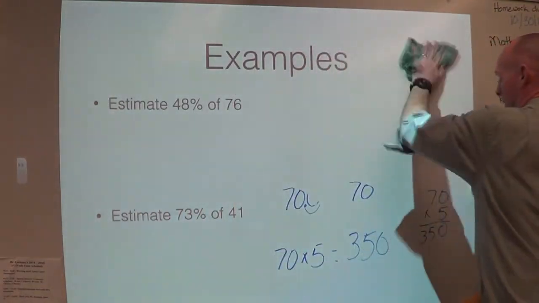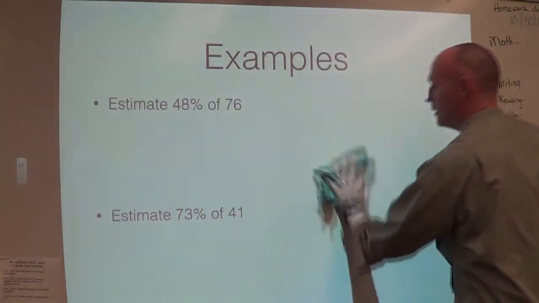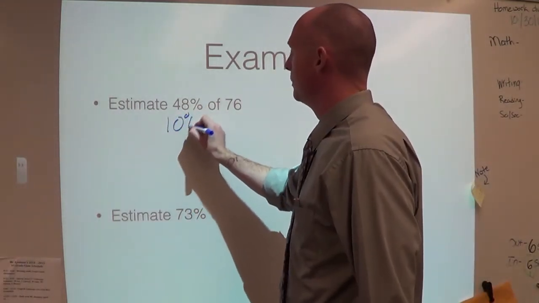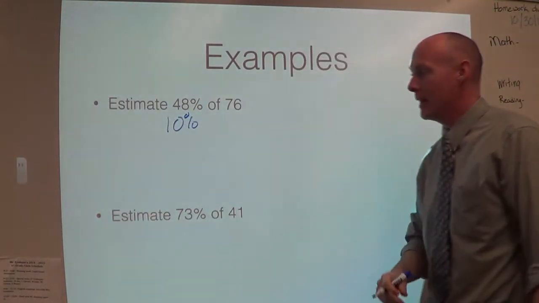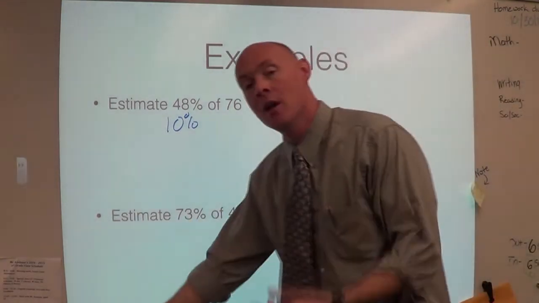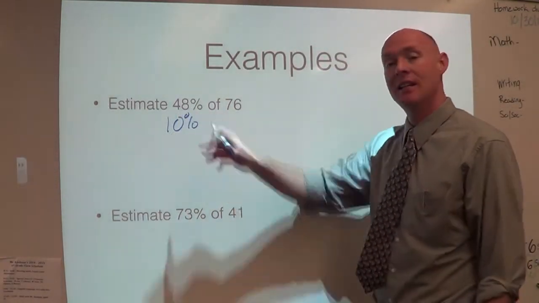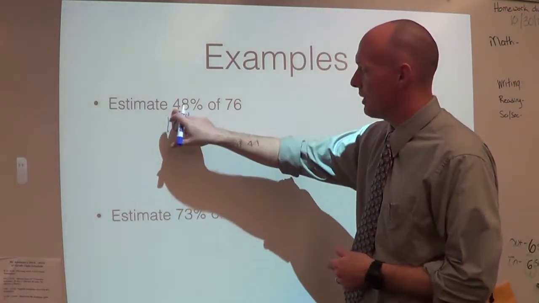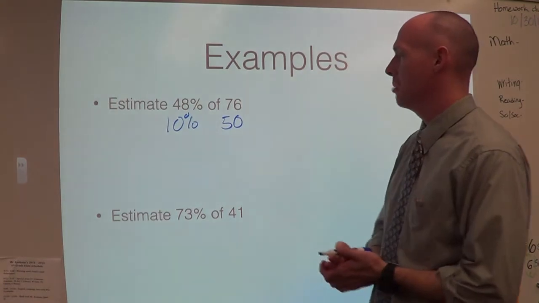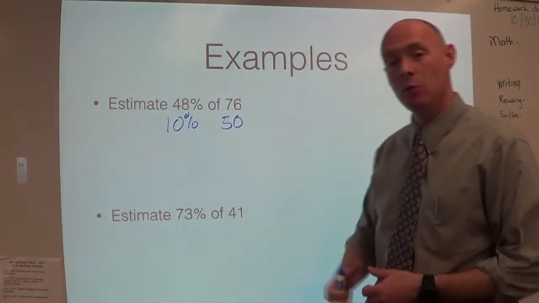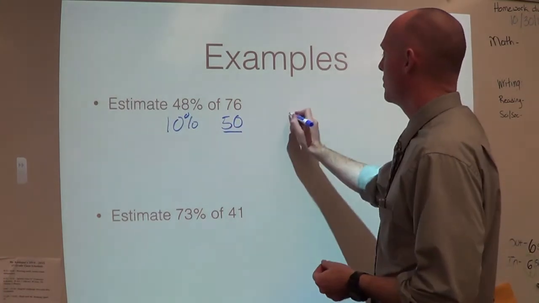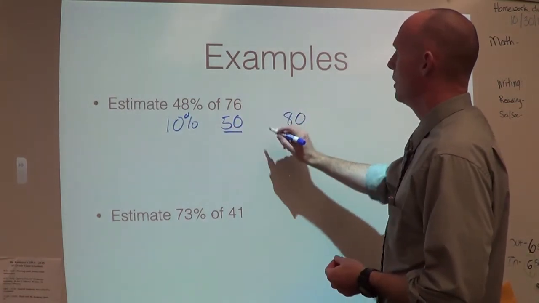2 problems here. And we're going to use the 10% rule. Okay. We're going to estimate 48% of 76. So, step 1, get it to the nearest 10%. So I see 48%, we're going to go to 50. Okay? 76, we want to get it to the nearest 10. So I'm going to go from 76 to 80. So that's step 1.